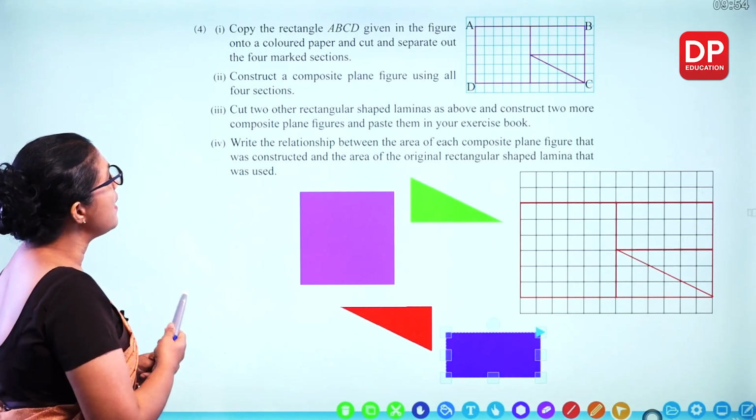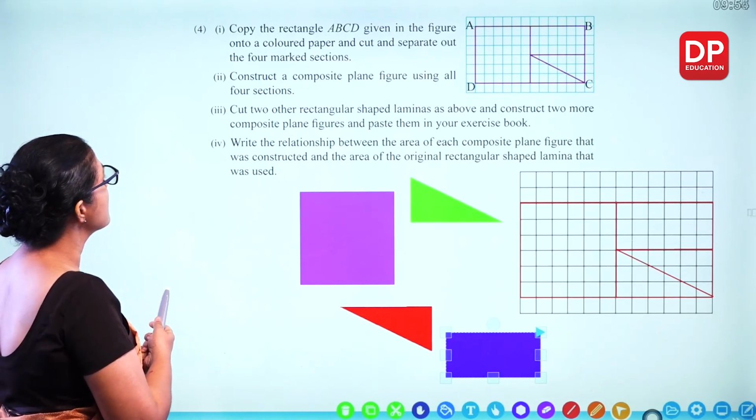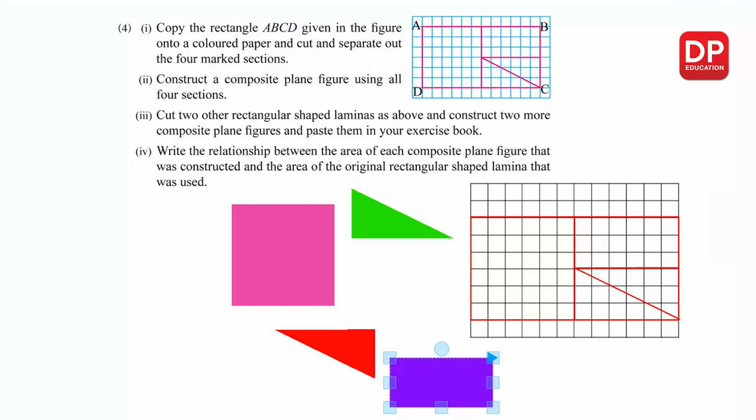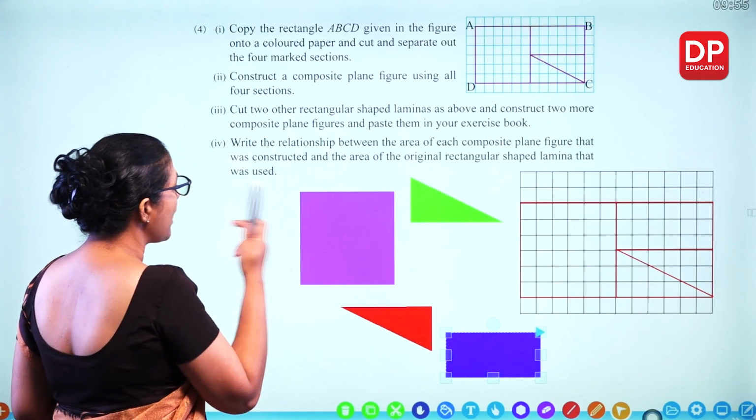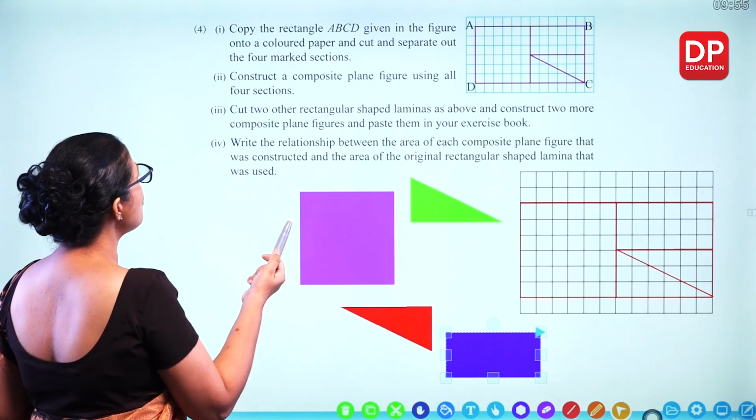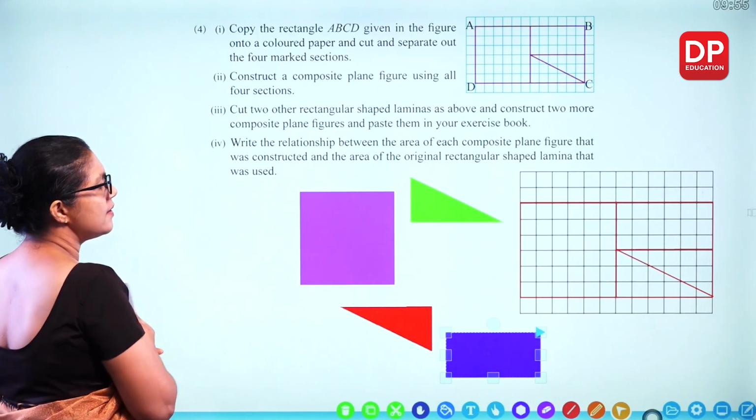Construct a composite plane figure using all 4 sections. And then cut 2 other rectangular shaped laminas as above and construct 2 more composite plane figures and paste them in your exercise book. Write the relationship between the area of each composite plane figure that was constructed and the area of the original rectangular shaped lamina that was used. So you can do that. So you can create different shapes with these 4 figures.